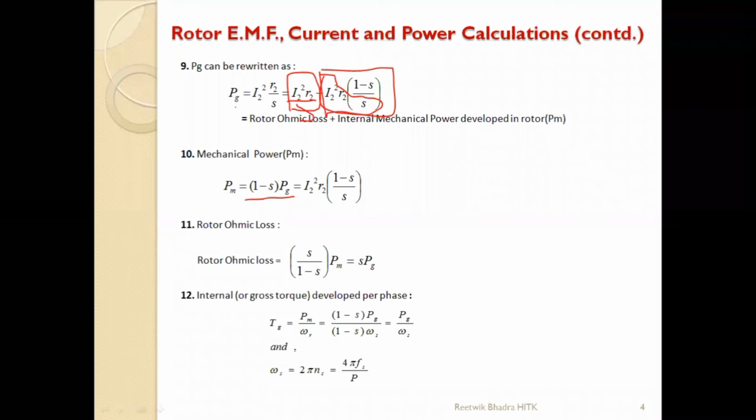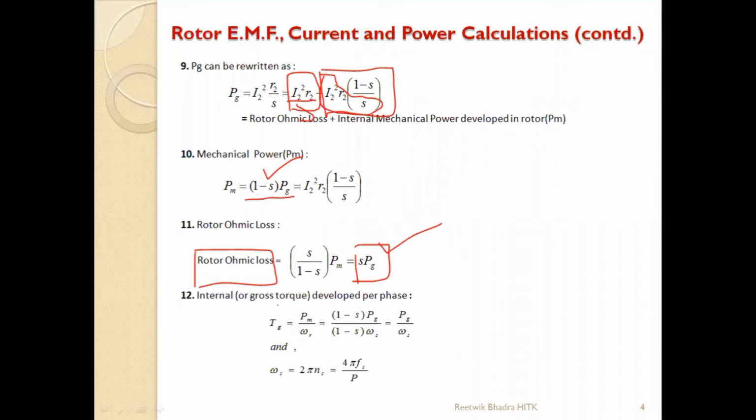So I2 square R2 is equal to SPG. What is I2 square R2? That is rotor ohmic loss. Very important formula. If you get PG and now your slip, PM and rotor copper loss can be easily calculated.